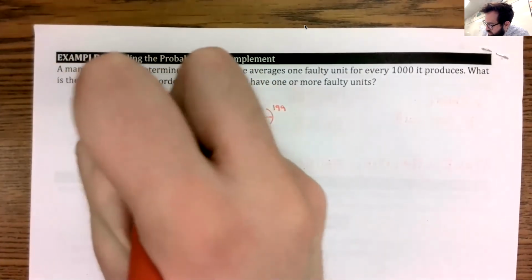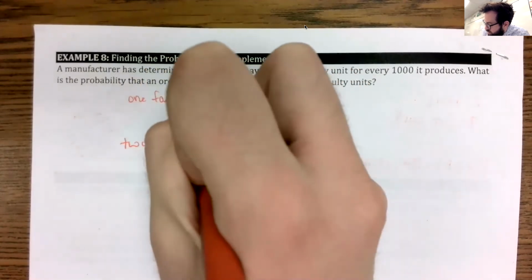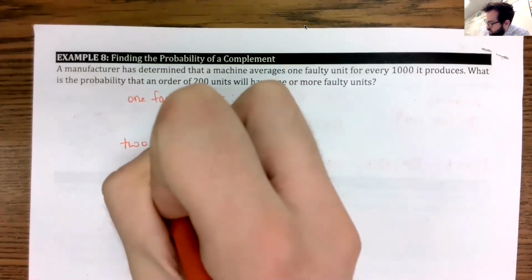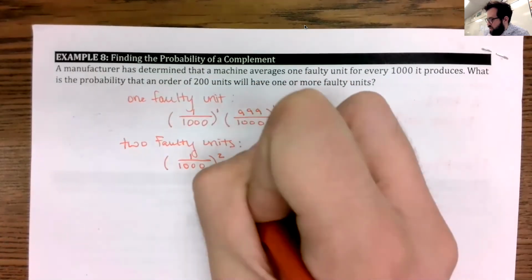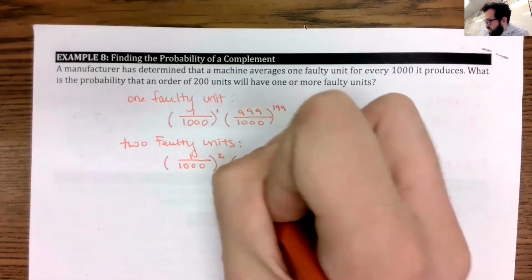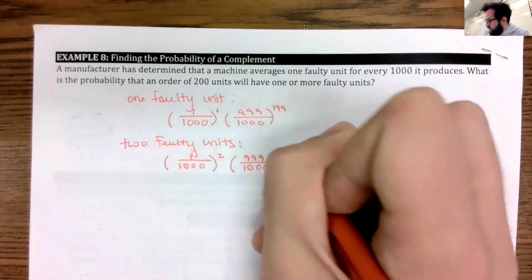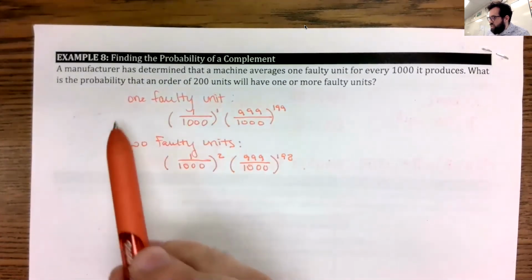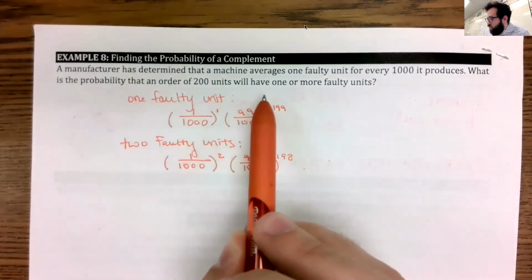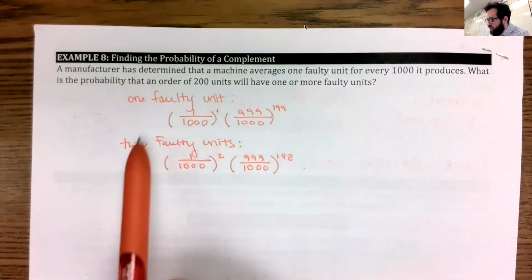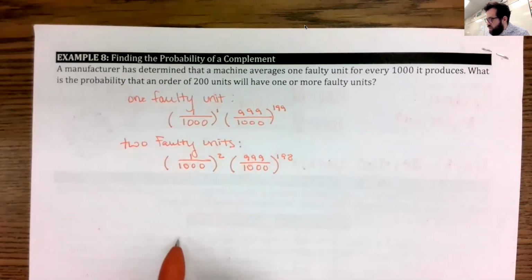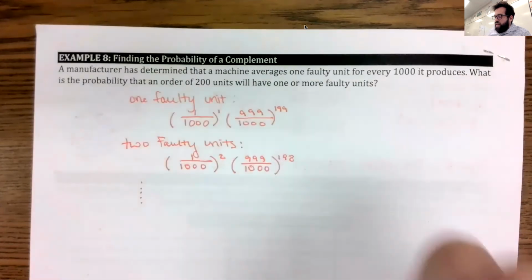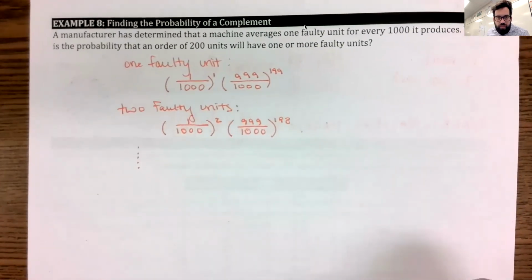For 2 faulty units occurring, we'd have to do the same thing. The 1 over 1,000 would have to happen twice. The 999 over 1,000 would have to happen 198 times. And we'd have to keep going, because this question said, what's the probability that we have 1 or more faulty units? So we'd have to find all the probabilities for 1 faulty unit, 2 faulty units, 3 faulty units, all the way to 200 faulty units, and then add all those probabilities together. And that's going to be kind of crazy.